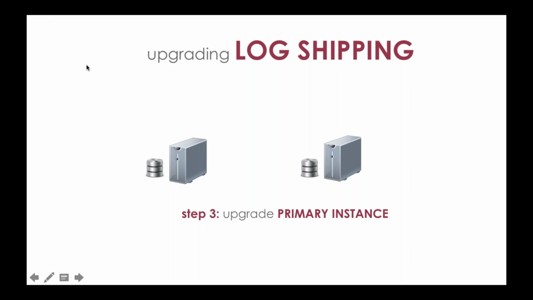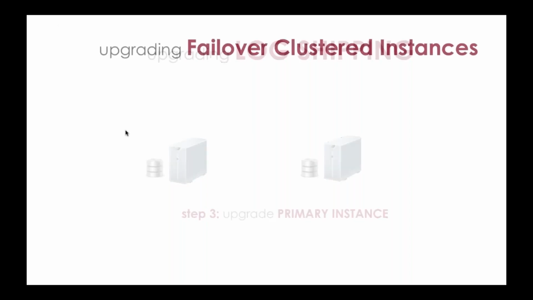Next thing that we look at is upgrading failover clustered instances. So we've covered database mirroring, which gives you an insight into how you upgrade an availability topology. We've looked at log shipping. Now we're looking at failover clustered instances, and I'm simplifying this because, in the real world, you might be dealing with a database mirroring configuration with a log shipping configuration as well.